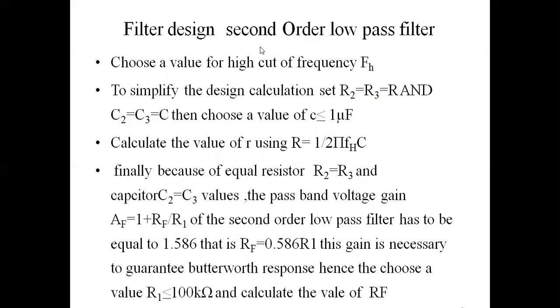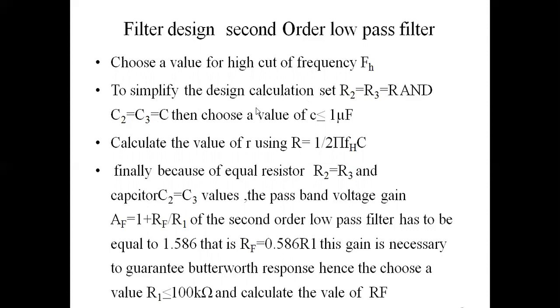In a similar way to how we designed the first order low pass filter, we can also design the second order low pass filter. Here, first we choose a value for the high cutoff frequency, say Fh. Whatever cutoff frequency is needed, that is selected. And as I said, to simplify the design calculation, set the resistor values R2 equal to R3, that is equal to R, and C2 and C3 equal to C, so that we can simplify our design.